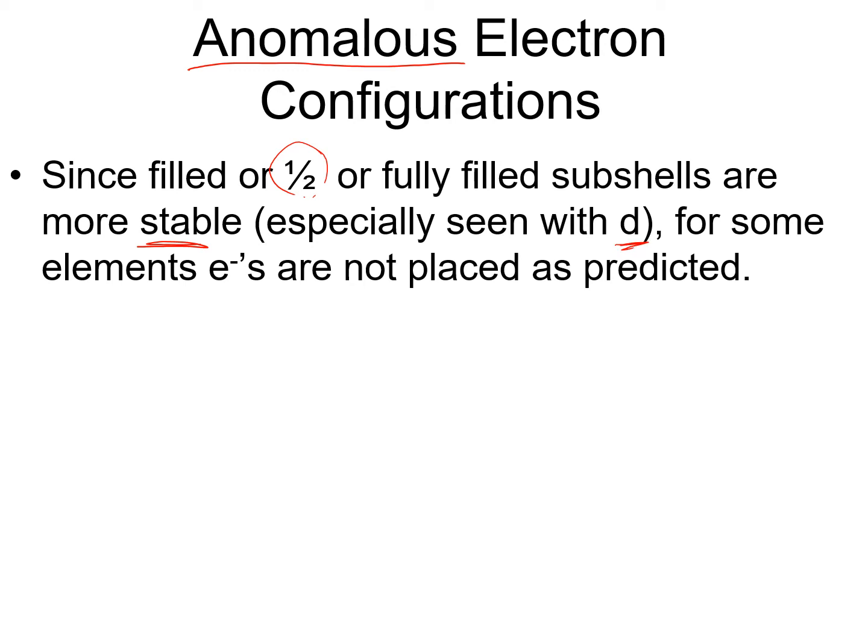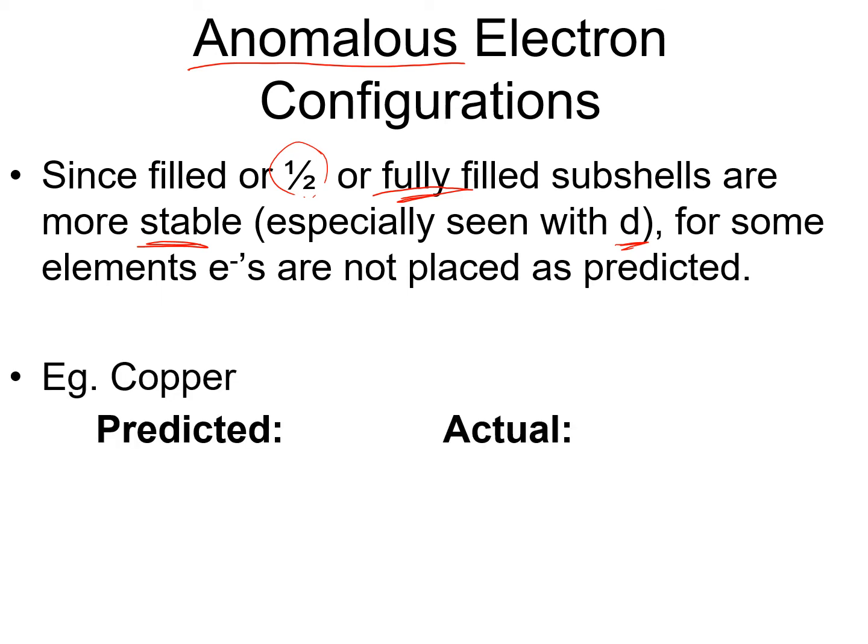It turns out that a half full or a full d orbital is relatively stable when it comes to electron arrangement. So for certain elements, what they'll do is they'll move their electrons around. They won't gain or lose them. We're not talking ions here. They will just move their electrons into an anomalous electron configuration.